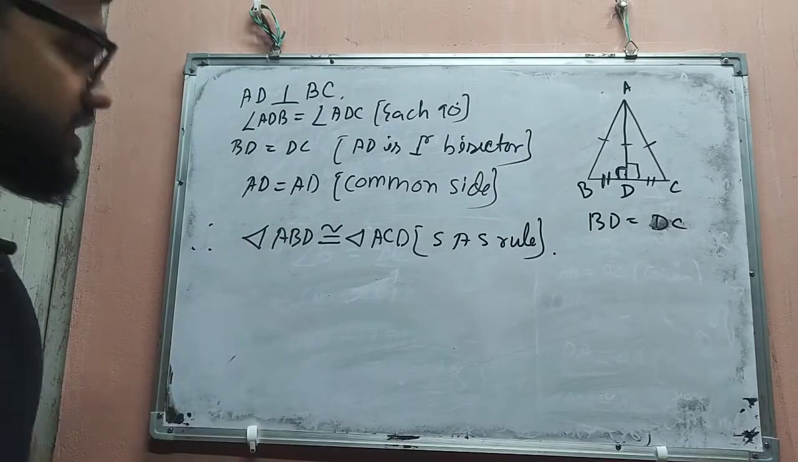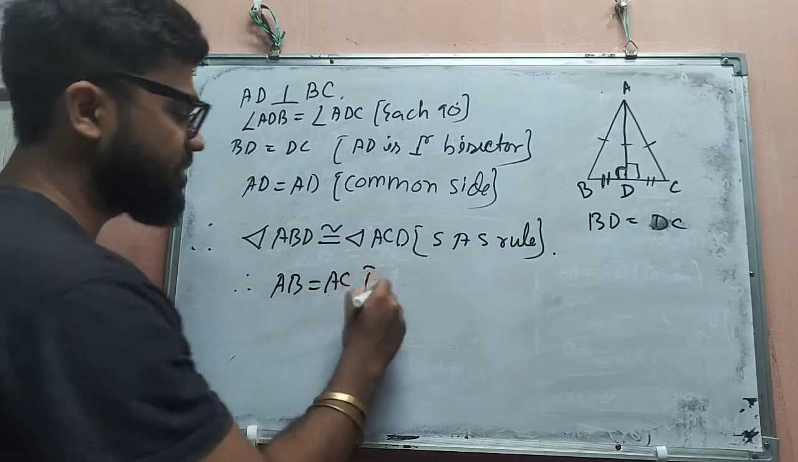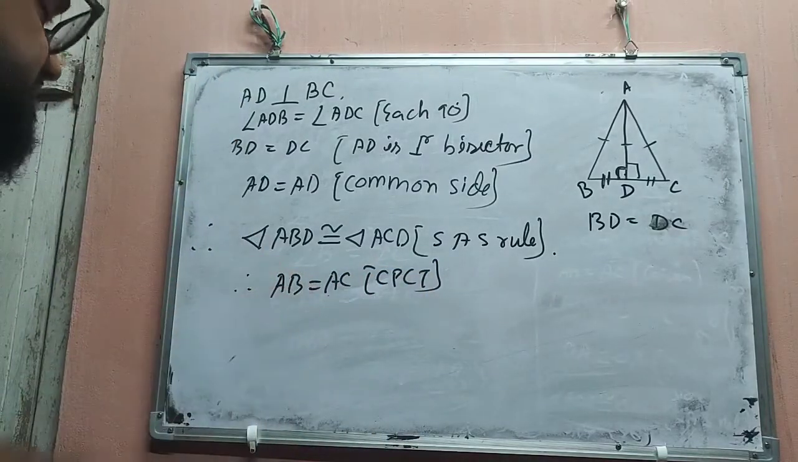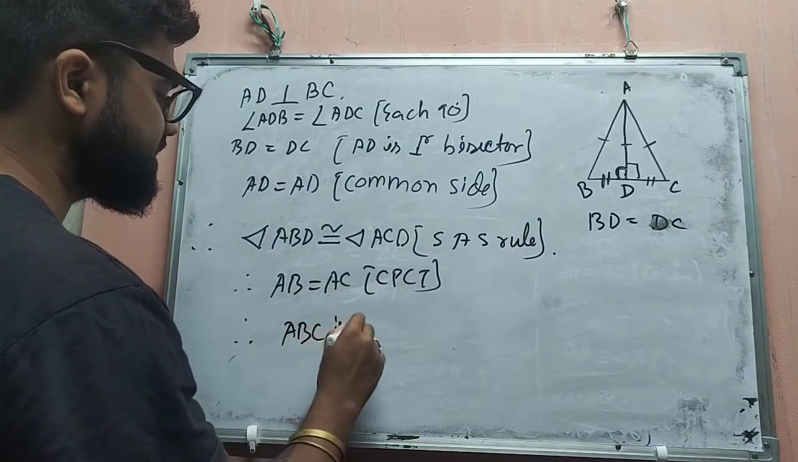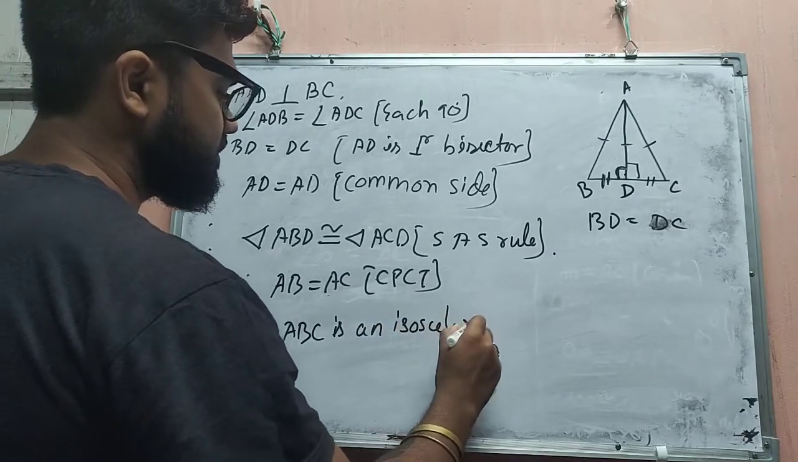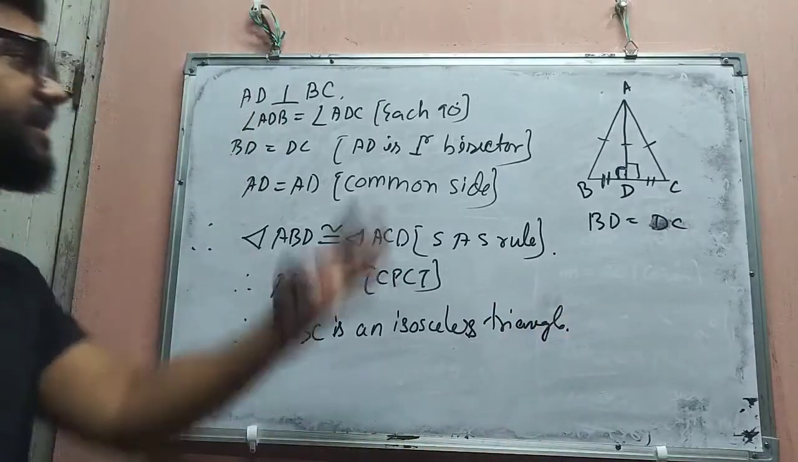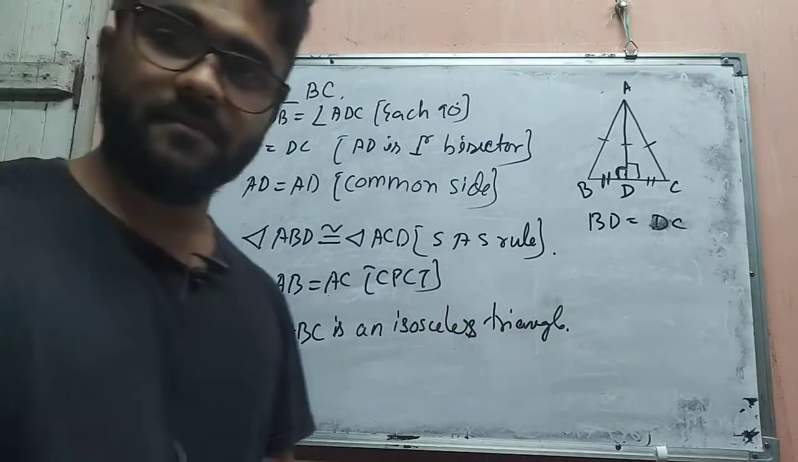As these two are congruent, you can say AB equal to AC by the condition of CPCT. As these two are equal by CPCT, therefore ABC is an isosceles triangle, which we were asked to prove, and hence it is the proof that ABC is an isosceles triangle.